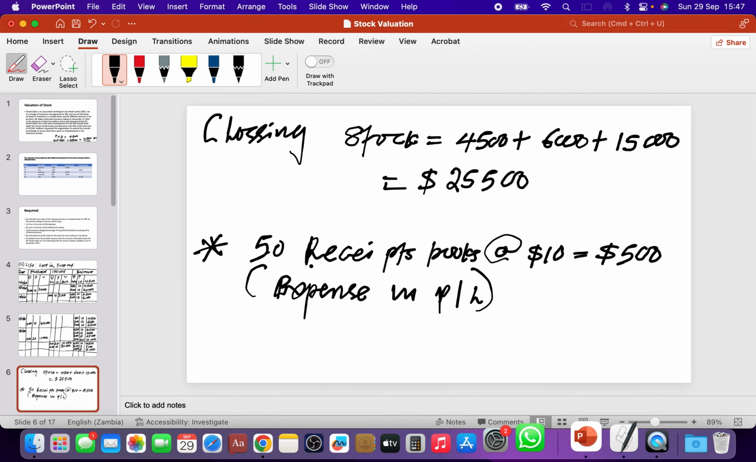Now, remember that from the question, we are told that the records for Daniel Daka, the accountant, were showing the receipt books in stock were 500, but the count showed 450. It means therefore that the 50 receipt books that are missing will be expensed in the profit and loss, and the 50 receipt books will be valued at $10.